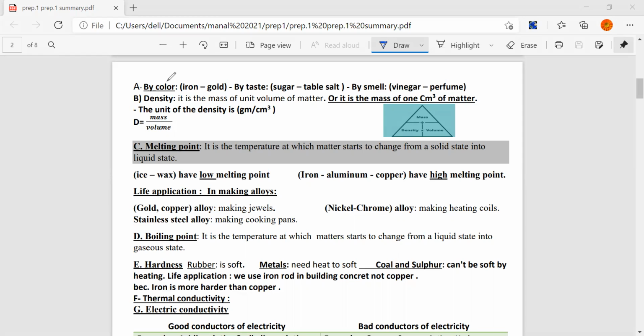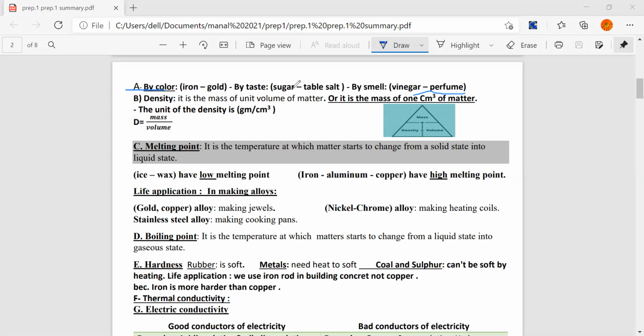We have the first property, which is color. What is the meaning of color? We can differentiate matter from each other by color, as gold and iron. We know that the color of gold is yellow. Or by their taste, as sugar and table salt, or by their smell, as vinegar and perfume.